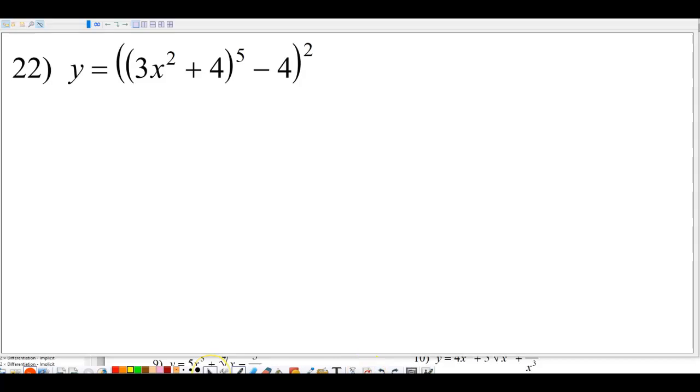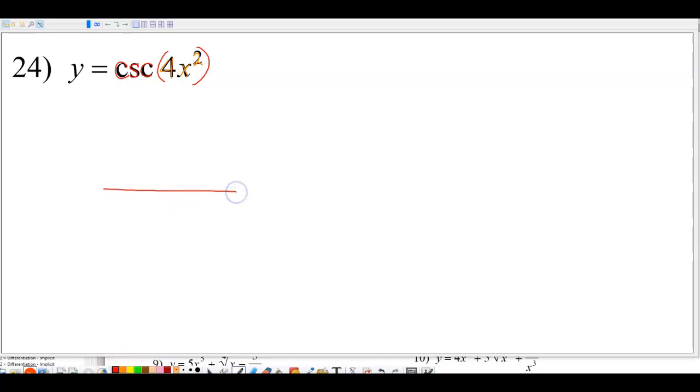All right, let's go ahead and move on to yet another problem. Number 24. Now we're into the world of trig. Now trig is always going to be treated like a chain rule. The outside function is going to be the cosecant. The inside function will be this piece here.